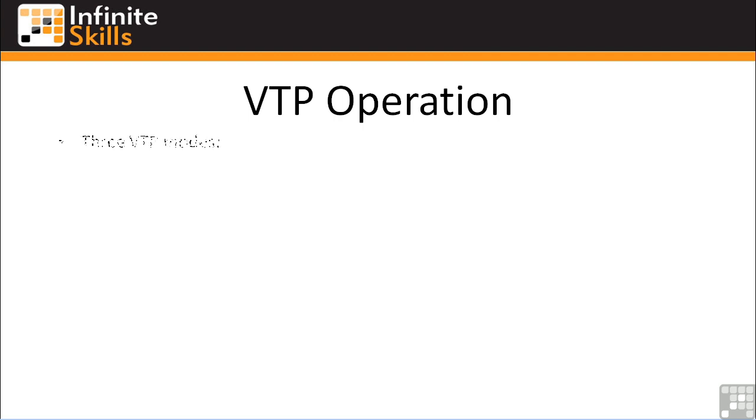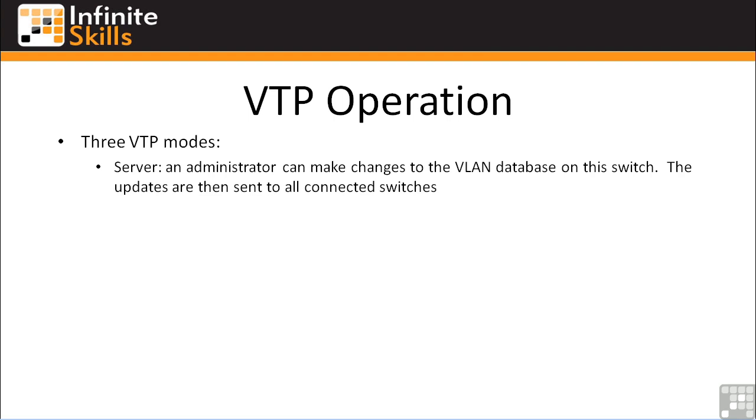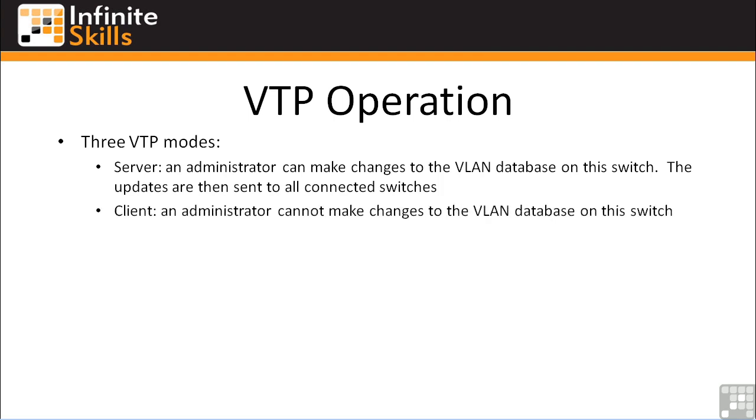So now let's delve a little bit more into the 3 VTP modes. And we talked about this in the overview, but we'll go into a little more detail here on this slide. The first is the server. An administrator can make changes to the VLAN database on this switch. Those changes are then sent to all of the directly connected switches. Those switches then update their database and send the update out to all of its switches and so on and so forth. So you can see how it could very quickly filter out to all of the client switches on your network.